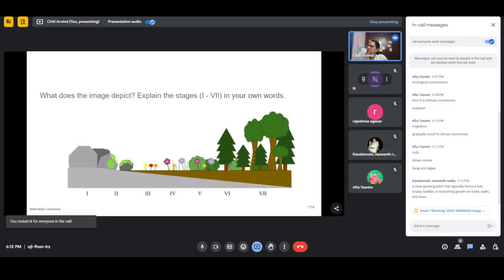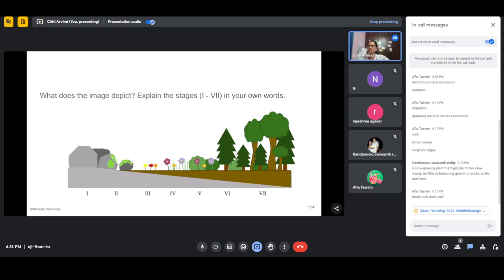So, for those who have just joined right now, this image, as shown on the screen, depicts primary succession, and we were just discussing the stages. So, the first stage is a barren rock phase. Stage 2 has some lichen that is inhabiting this rock phase. And what does this lichen actually do? What is the role of lichen in primary succession?